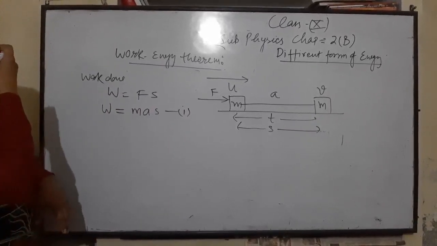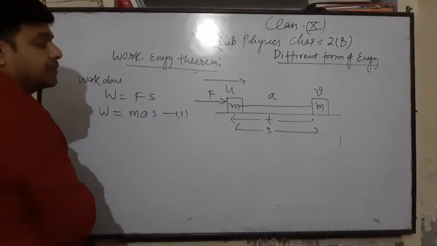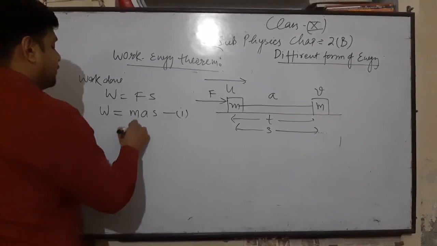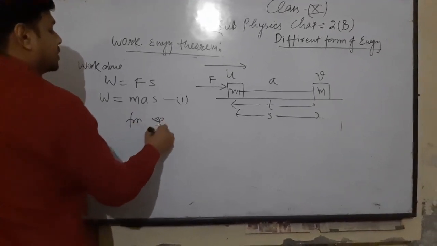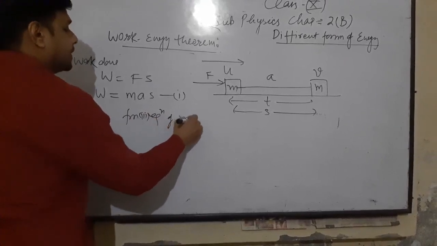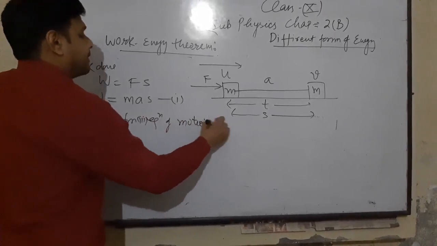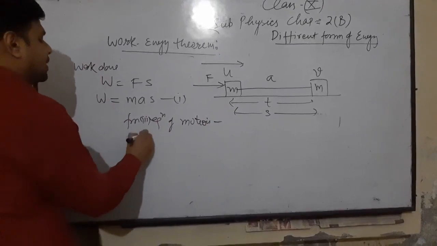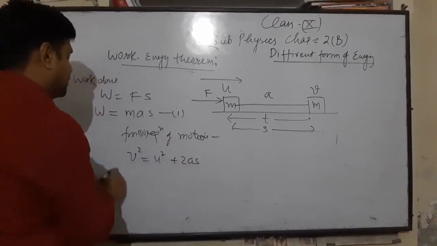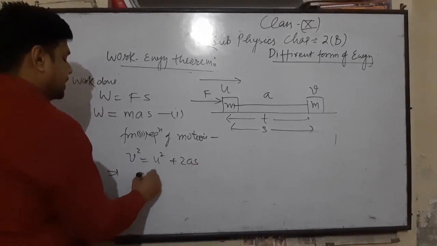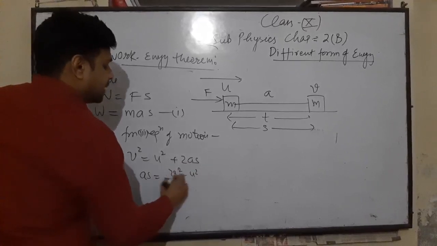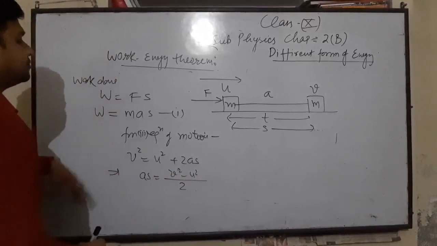Now the motion of this object is uniformly accelerated motion, so we can use the third equation of motion. From the third equation of motion, v square is equal to u square plus 2as. So as is equal to (v square minus u square) upon 2.